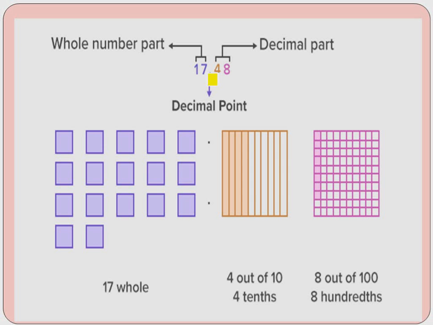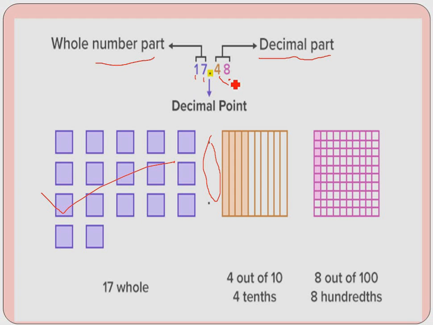Okay children, now like we discussed before the 10th part, now we will discuss this for the 100th part also. This is called the 100th part. Okay children, and then the right side of that is called the decimal part, and this is called the whole number part. This is ones and this is tens. 1 ten and 7 ones, that is 17. And then this is the decimal point. We call it decimal.